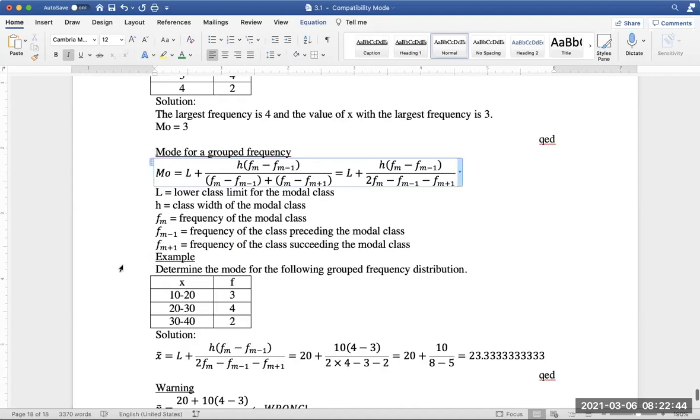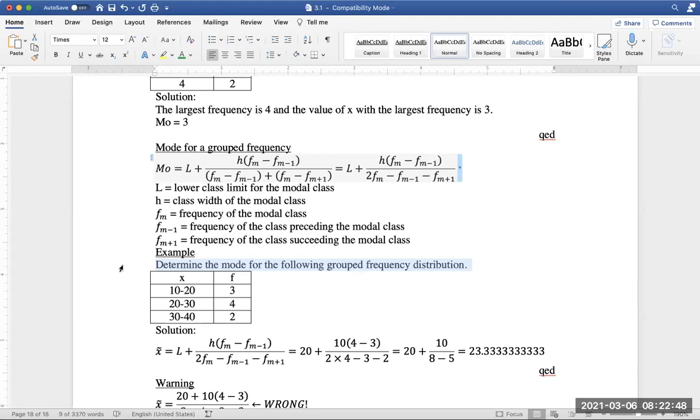So, suppose I want to determine the mode for the following grouped frequency distribution. I just look here, which has the largest value for F. Here, four is biggest. Therefore, 20 to 30 is the modal class. And so L, 20, plus H, which is 30 minus 20, is 10, times the quantity F sub M, the frequency of the modal class, 4, minus F sub M minus 1, the frequency of the class preceding the modal class, 3, divided by 2 times the frequency of the modal class, 4, minus the frequency of the class preceding the modal class, 3, minus the frequency of the class succeeding the modal class, 2.